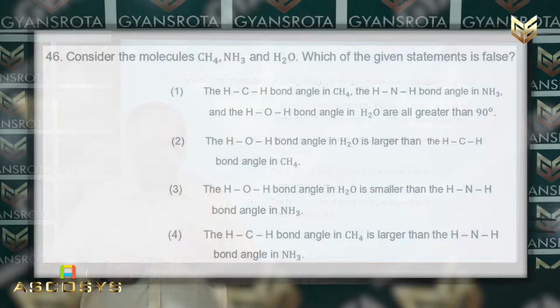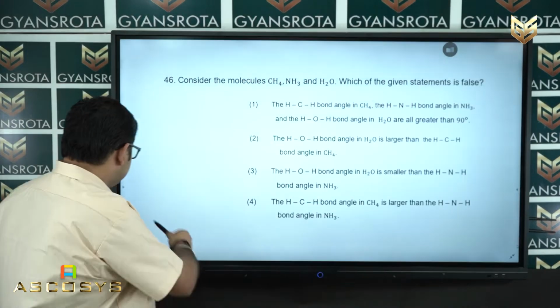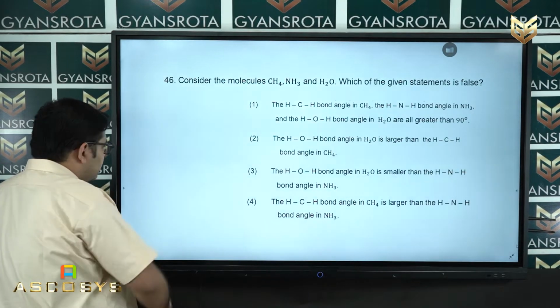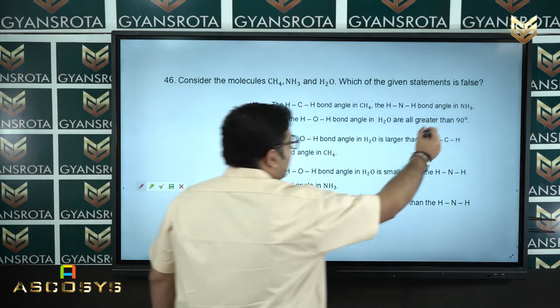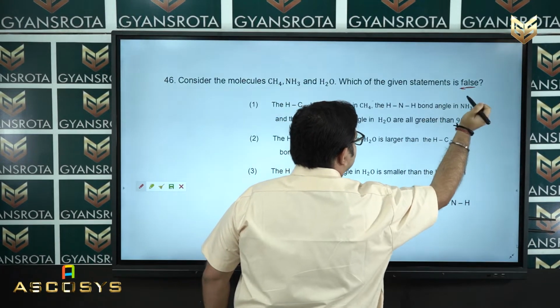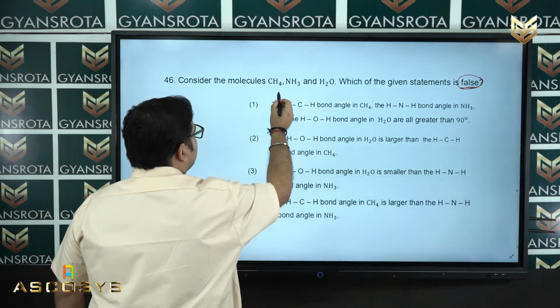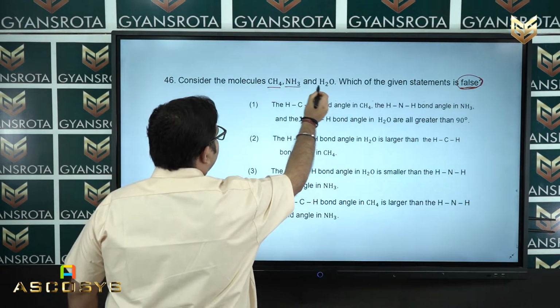So, the first question is on your screen. Consider the molecules methane, ammonia and water. Which of the given statements is false? Now we are moving to the solution part. Again, they ask you the false statement. When they ask you false, correct, or incorrect, first mark it. What are the molecules given? One is methane, ammonia and water.